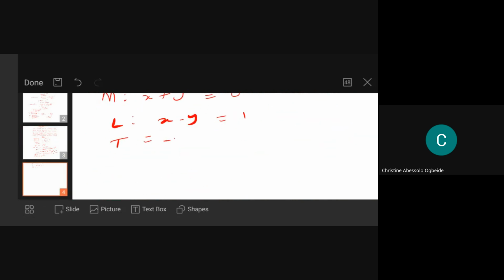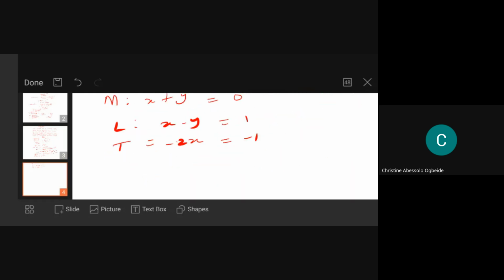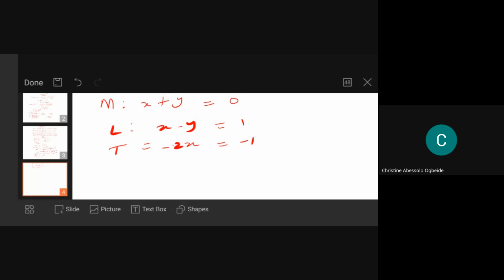Minus 2x equals minus 1. So I'm going to write out these things as equations, right? And solve them simultaneously. So, setting up the simultaneous equation. That's my SE.